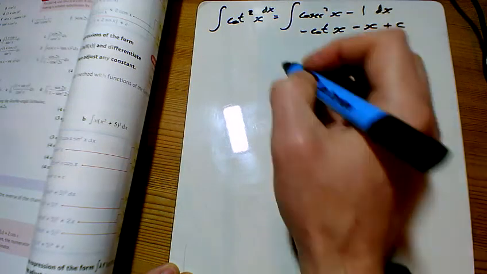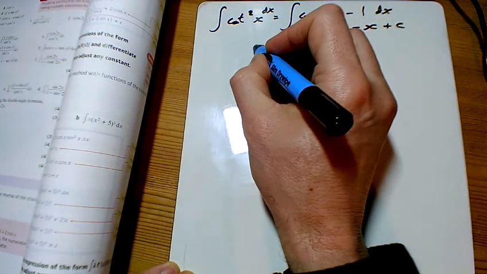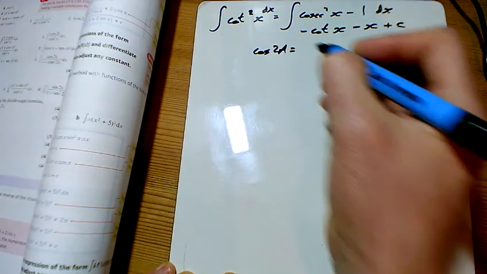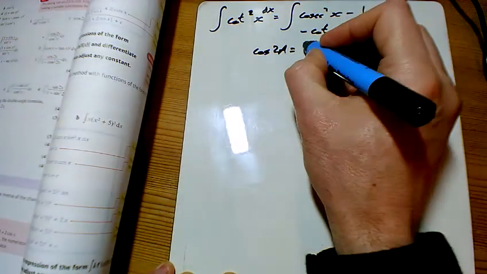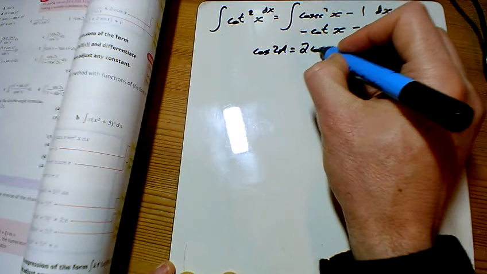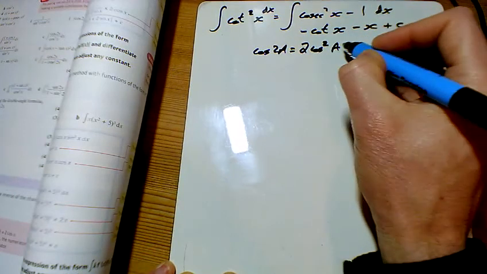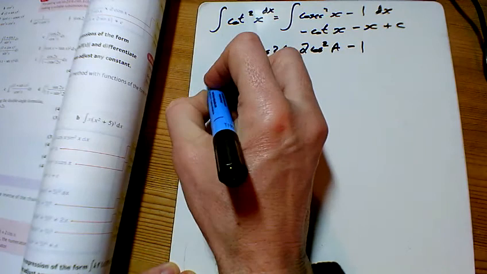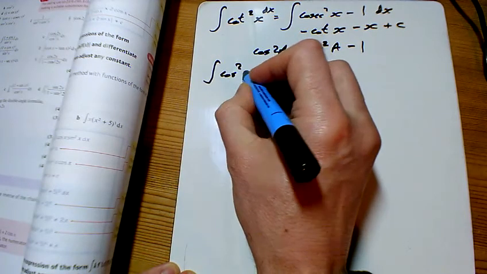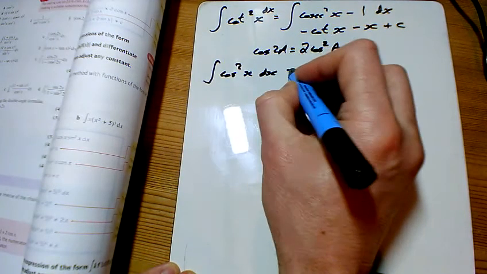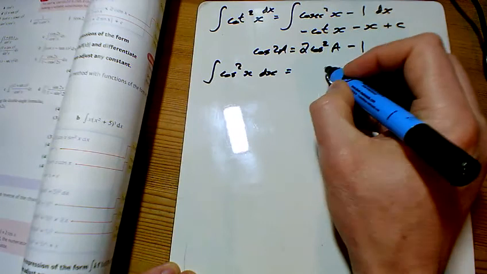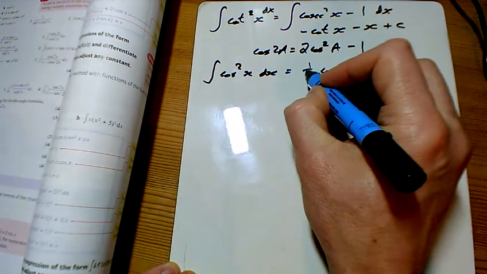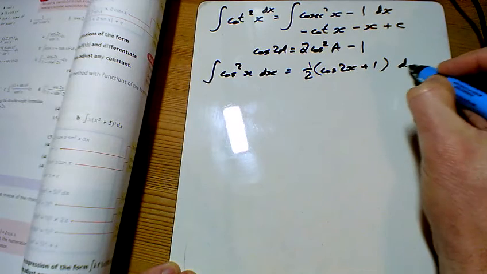Plus c. Now the cos squared one, to try and do this one, you've got to remember the cos 2a formula. And I know there was a few versions of that one, wasn't there? The one we go for is 2 cos squared a take away 1. And so the question here asks us to integrate cos squared x. And by rearranging this, by adding 1 to both sides and finding half of it, we can integrate this thing here.